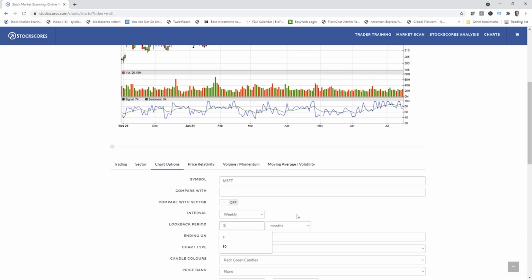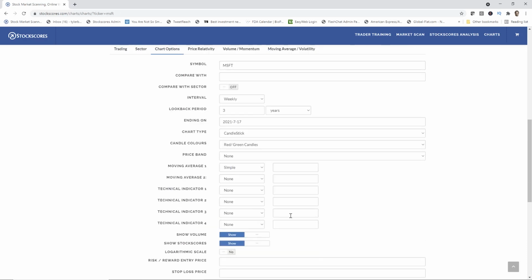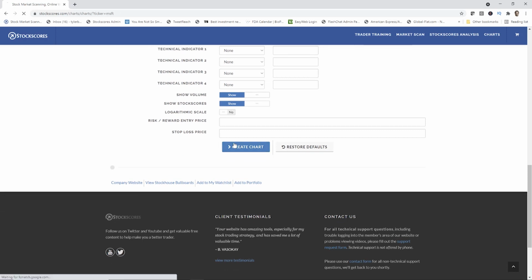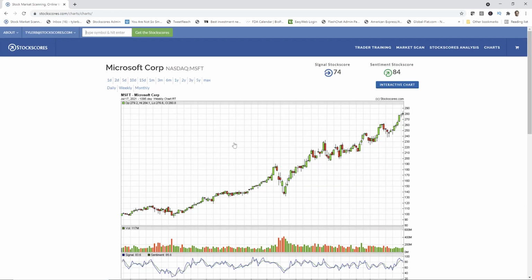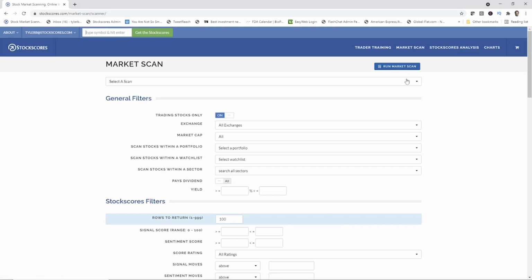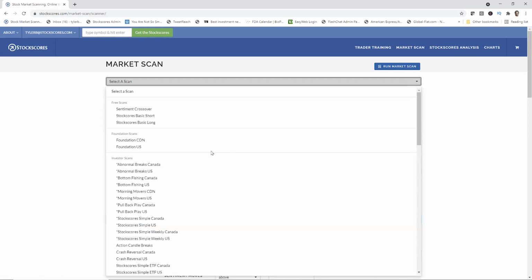Now, when I do this, I only have to do it once. It sets the default chart time frame to a 3-year weekly chart, so that now when I look at charts going forward, they will all be 3-year weekly charts. Now, I then go into the market scan, and I'm going to select that tool. And again, you do have to be a Stockscores member to use this tool. You can learn more about that at the Stockscores website.